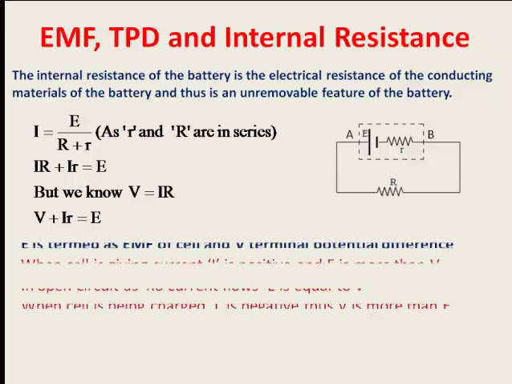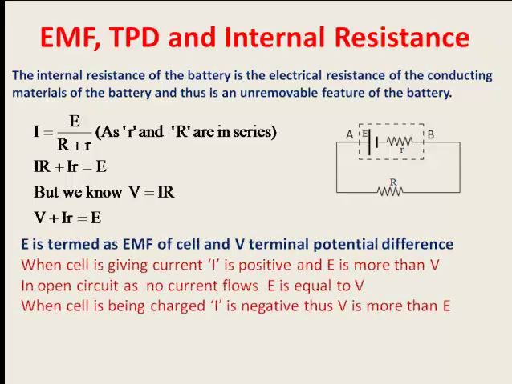Now, the cell should have the power to give the energy for the electron to move through the external resistance as well as the internal. Here E is termed as the EMF of the cell. V is the terminal potential difference. Remember, V is also equal to E minus Ir if you substitute.